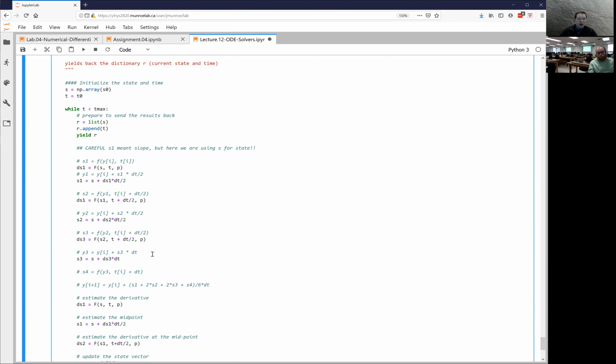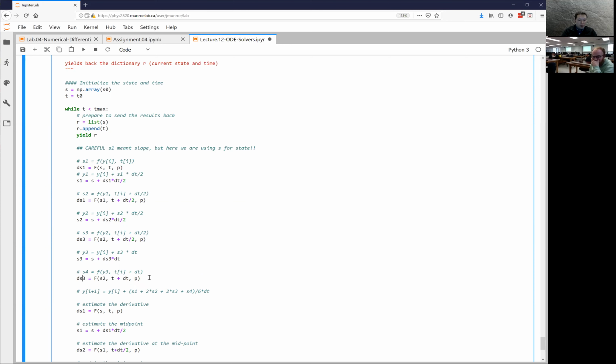Finally, I'm going to evaluate this point right here at one full time step forward. And I've got to figure out what that would be. So I'm evaluating this at the right-hand side of the interval, one full time step.